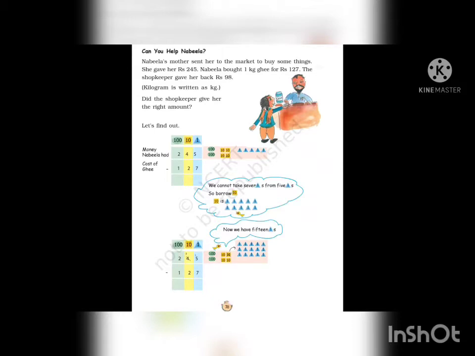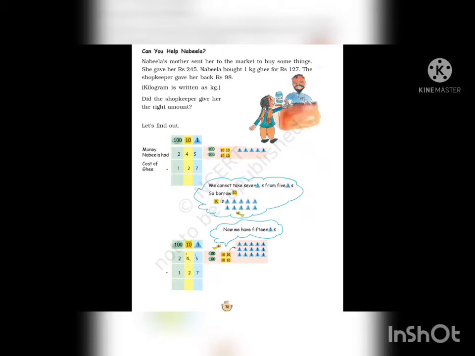We have to tell, did the shopkeeper give her the right amount now? Let's find out. So what we will do, we will minus 245 minus 127. We will minus the cost of ghee, which is 127, from the total money Nabili had, that is rupees 245. So see how they have subtracted here.